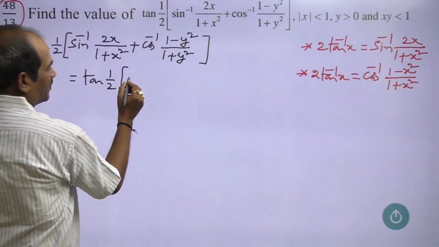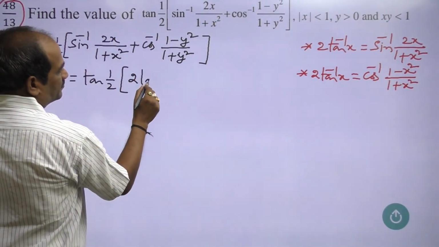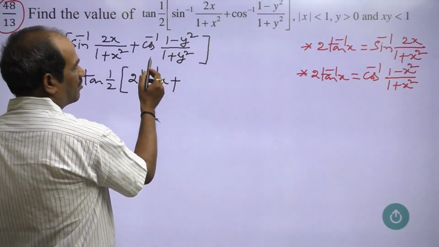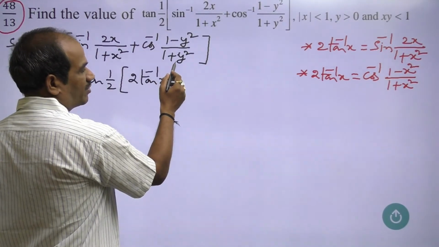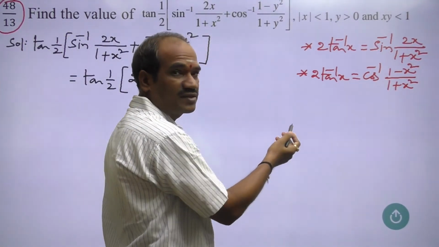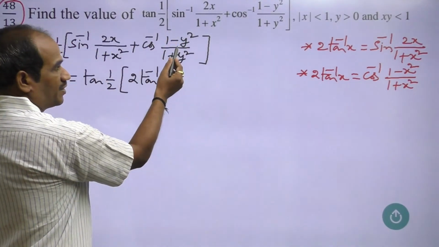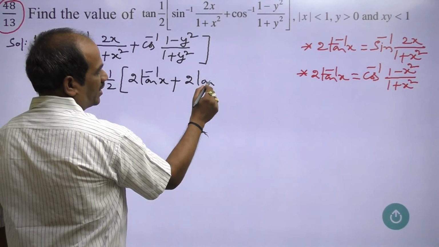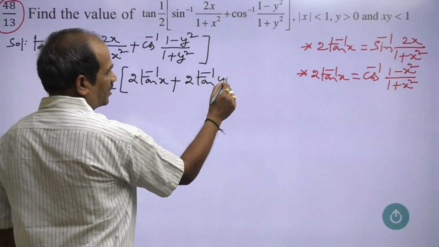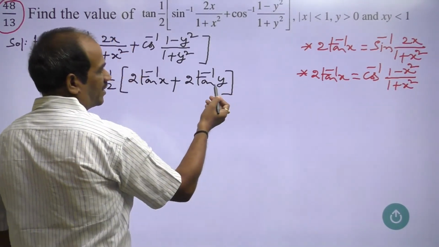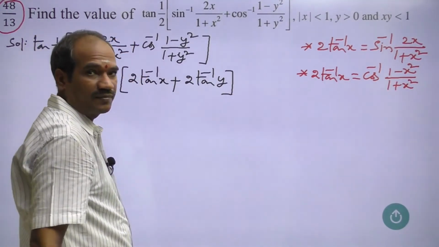Apply this formula, that is 2 into tan inverse of x, plus cos inverse of 1 minus x square by 1 plus x square, which is 2 tan inverse x. Here y is given, so this is 2 into tan inverse of y. Apply this formula: where x is given write x, where y is given write y.